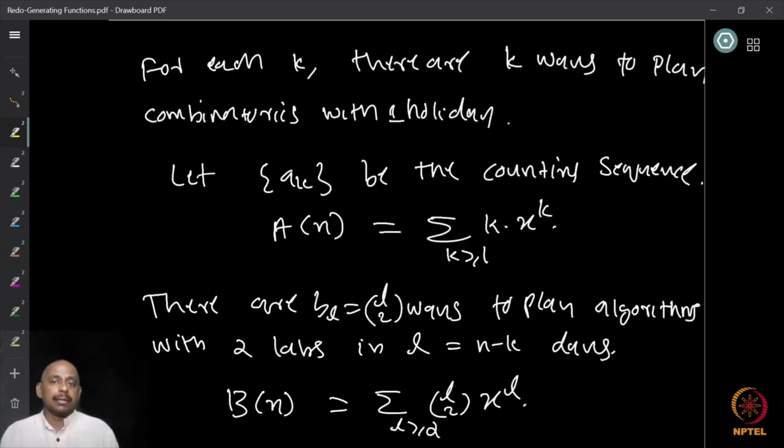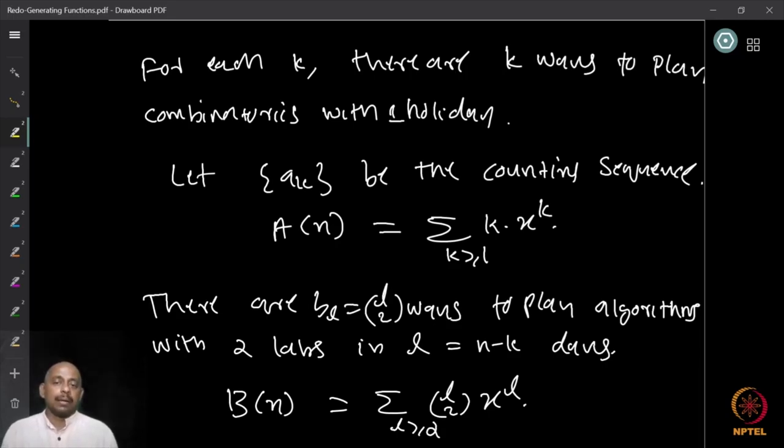So for each k, there are k ways to plan the combinatorics part with one holiday, and therefore the generating function we can find separately for this. The counting sequence is summation k greater than or equal to 1, k into x raised to k, which is the generating function A(x). And similarly, the generating function for L choose 2 ways to plan 2 labs in L days, where L is equal to n minus k, is B(x), which is summation L greater than or equal to 2, L choose 2 into x raised to L, because we need at least 2 days to choose from for the labs.